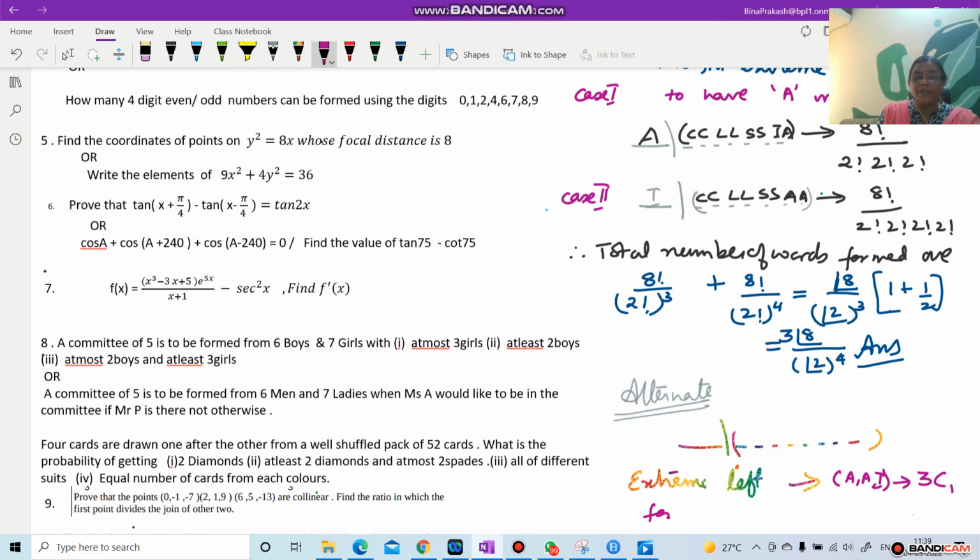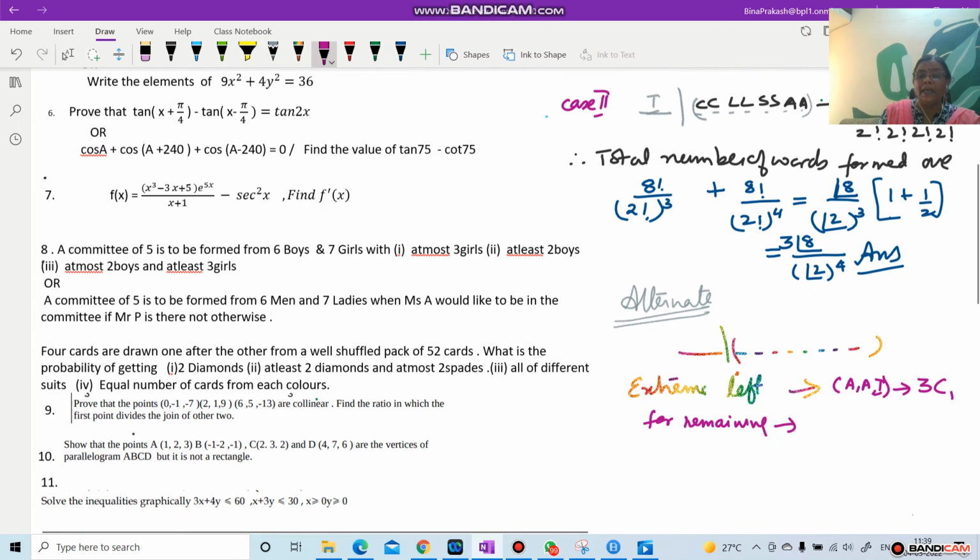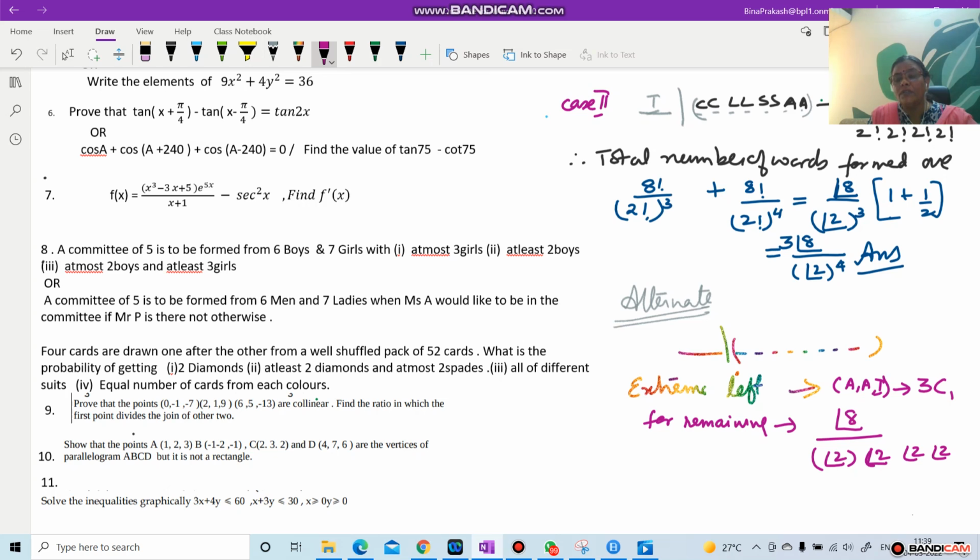And for the remaining, what do we have? The rearrangement of the remaining 8 letters, which may include the 2's of C's, 2 factorial, then 2 factorial, 2 factorial and 2 factorial. Why have I introduced this 2 factorial? Because it may happen that of the 2 A's, you may take one of the A's first, that is A1, then you have another A here. So both the A's are the same thing. You have 2 A's here also. So we take it together.